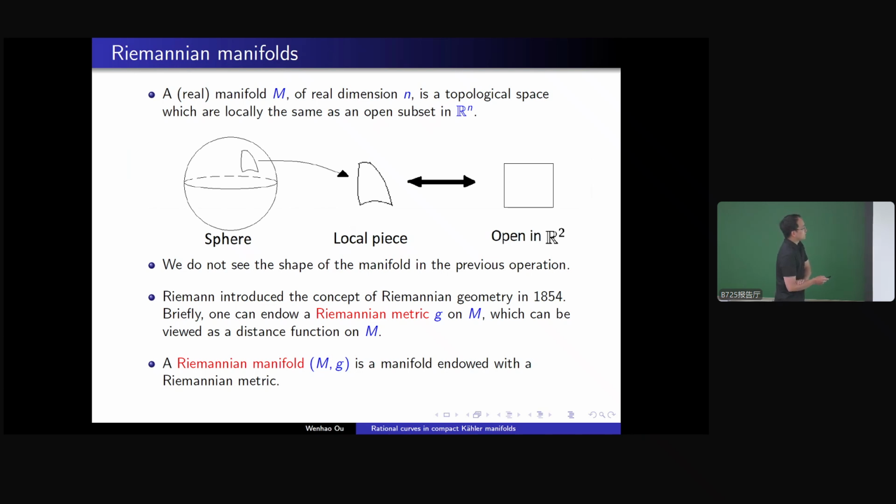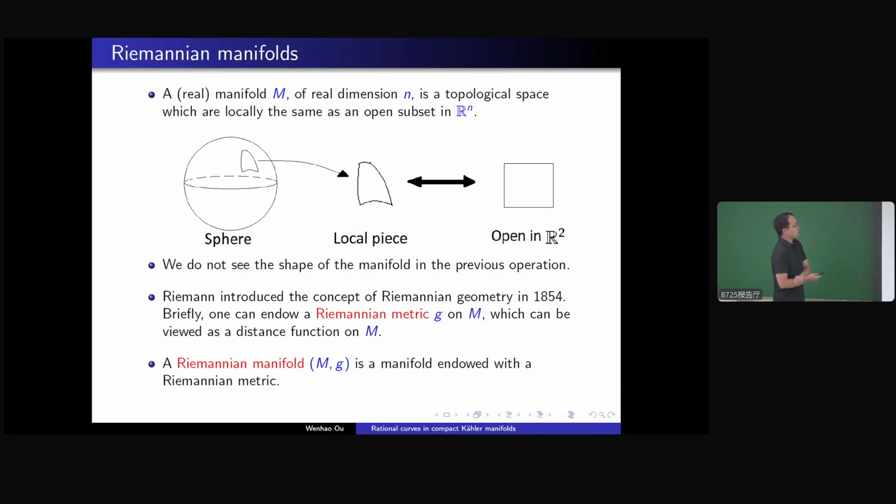Locally on a sphere, we can take a local piece, and we can do some deformation, and this local piece will become like a square in R2. So this sphere has dimension 2 as a real manifold. However, we notice that if we do this deformation, then we will lose the shape of the sphere, because we know that the sphere has some curvature on it. It is not flat, but this open set in R2 is flat.